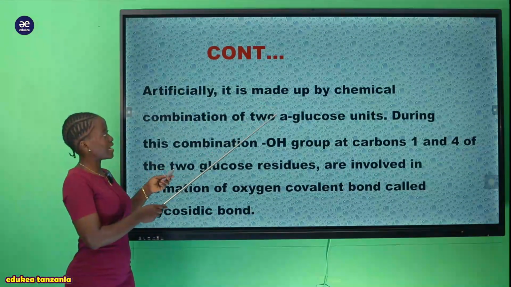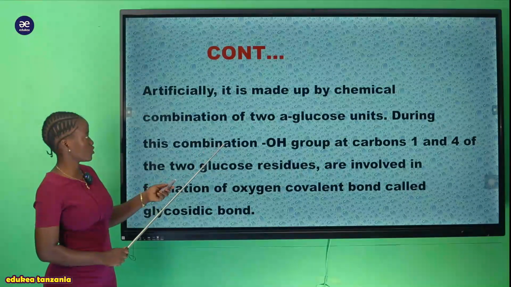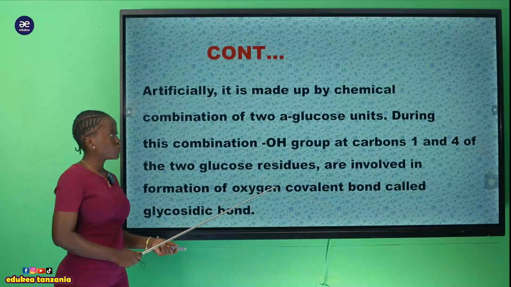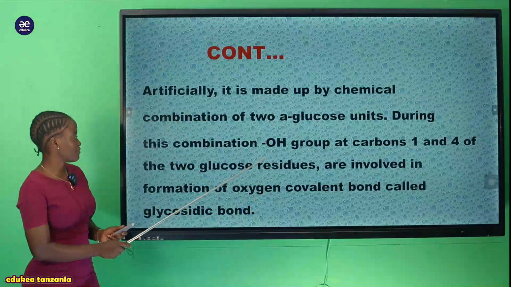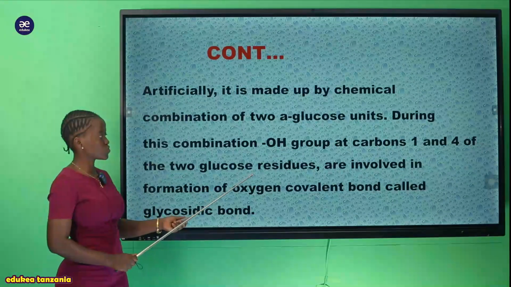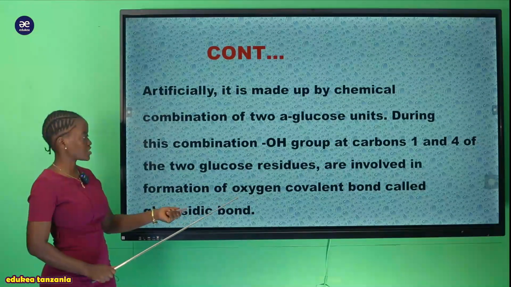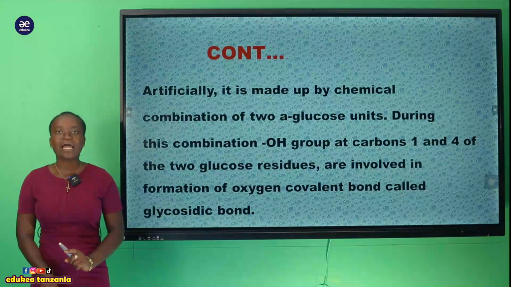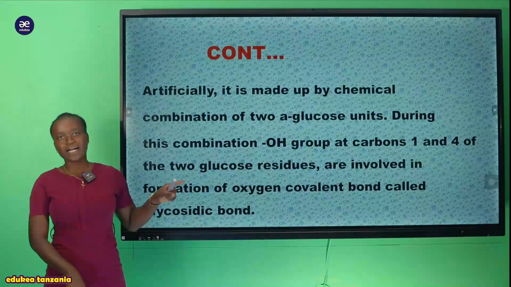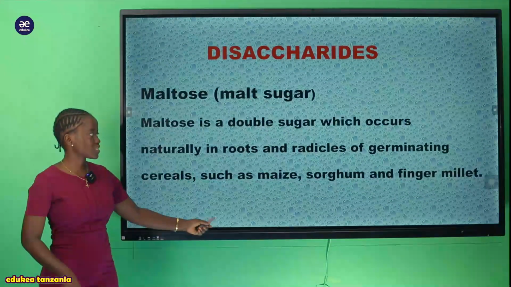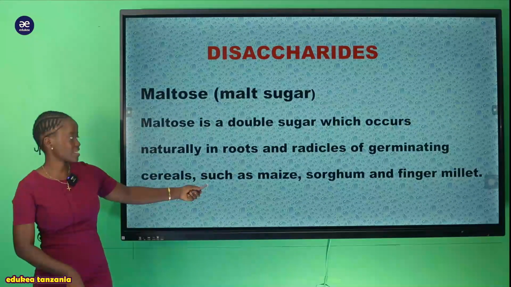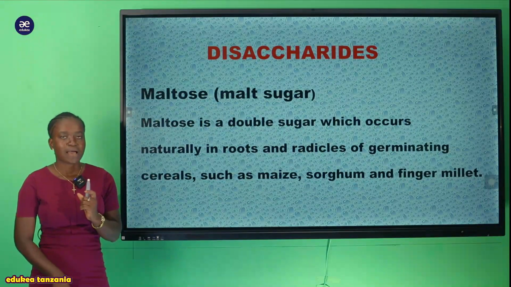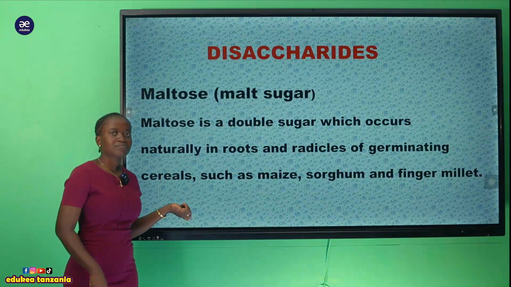So now we can say that artificially it is made up by chemical combination of two alpha glucose units. During this combination, the hydroxyl groups at carbon number 1 and carbon number 4 of these glucose residues are involved in the formation of a covalent bond called the glycosidic bond. Hapa tumesema kwamba naturally hii maltose inakaa kwenye these parts, the roots and radicles of germinating seeds such as maize, sorghum and finger millet. That is the natural form of maltose. But artificially, this maltose can be made.